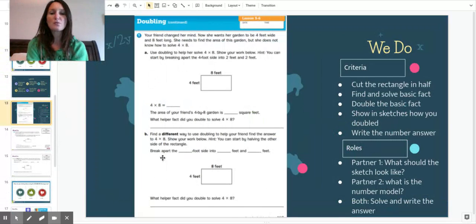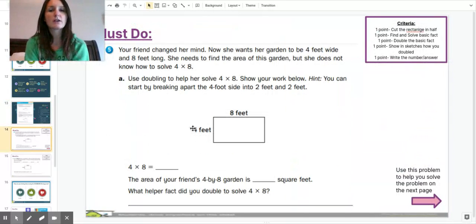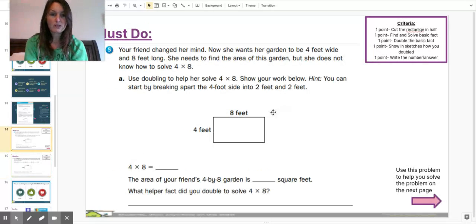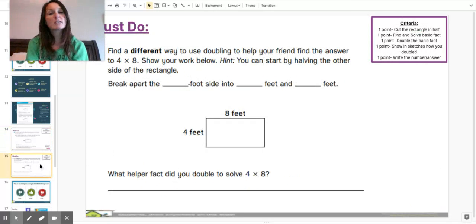Now this is a problem in your book that you can use there if it's easy for you to draw it out, but then I need you to work it out here on your computer so I can see your thinking. So here it says part A, use the doubling to help her solve 4 times 8, and it even gives you a hint of how you can break it up. And then it says show a different way to show the same problem. So see, this is still 4 by 8 feet, and the first one is also 4 feet by 8 feet.